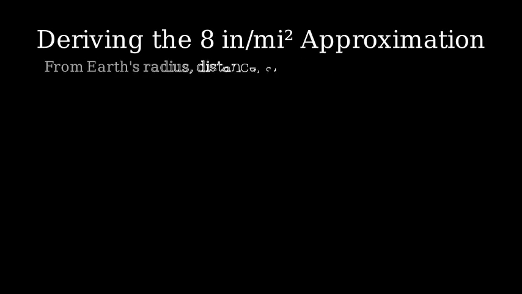In this lesson, we will derive the common approximation, 8 inches per mile squared, for the drop due to Earth's curvature. We will start from a clean geometric diagram, write the exact drop height equation, and then simplify it using a small angle approximation and unit conversion.